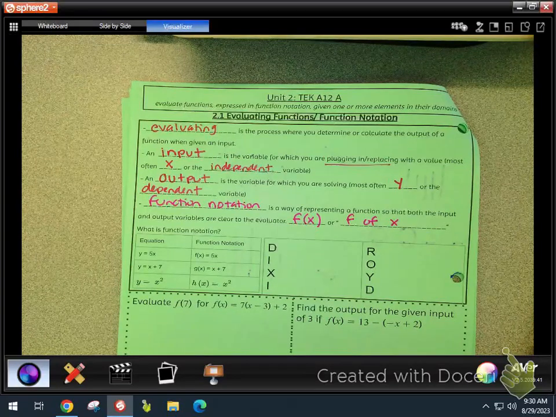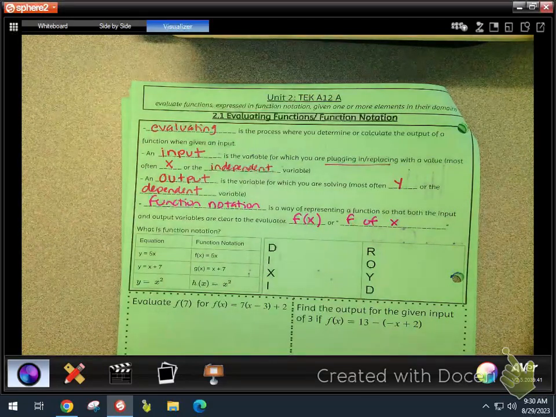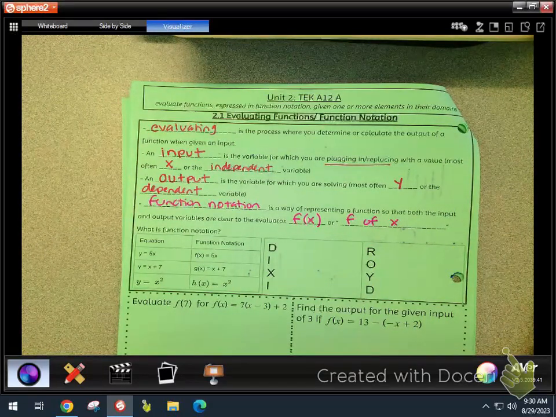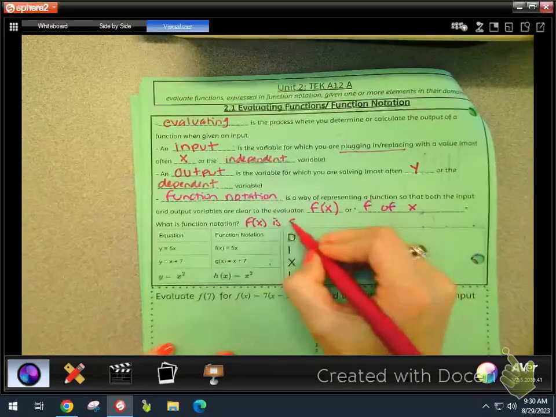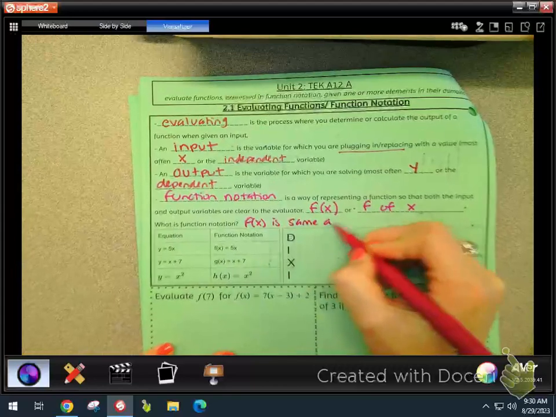It could be g of x. It could be h of x. It's just a name, okay? But when you use this notation, you have to actually have a function. So if it's in this notation, you know the x values don't repeat. But f of x is the same exact thing as y. So f of x is the same as y.